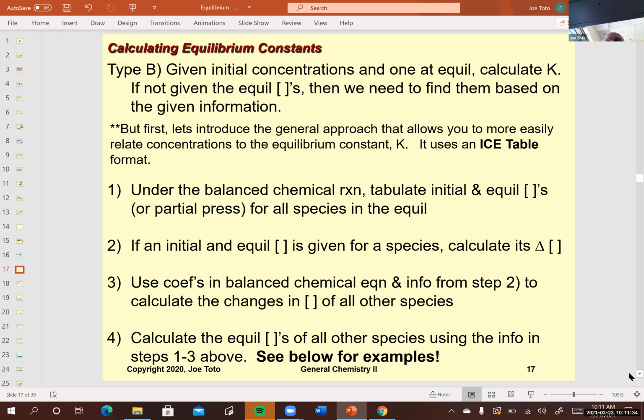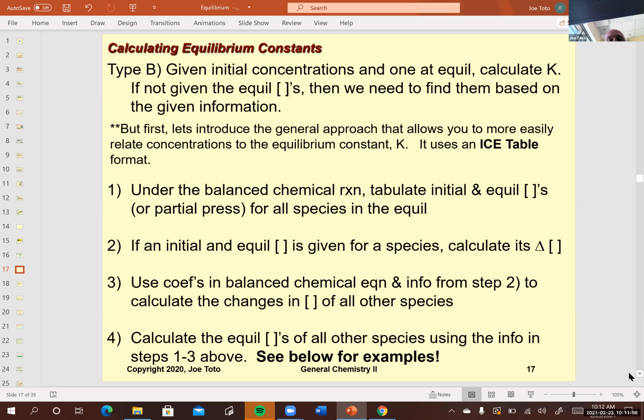Completion reactions, you run out of something, like combustion. Then you can figure out what's left of the other reactant once the limiting reagent's gone, and you can see how much is produced based off of that limiting reagent. Here, we don't have a limiting reagent in equilibrium.